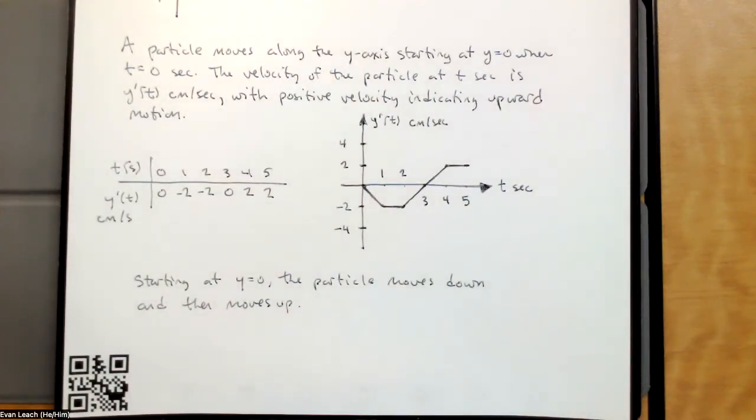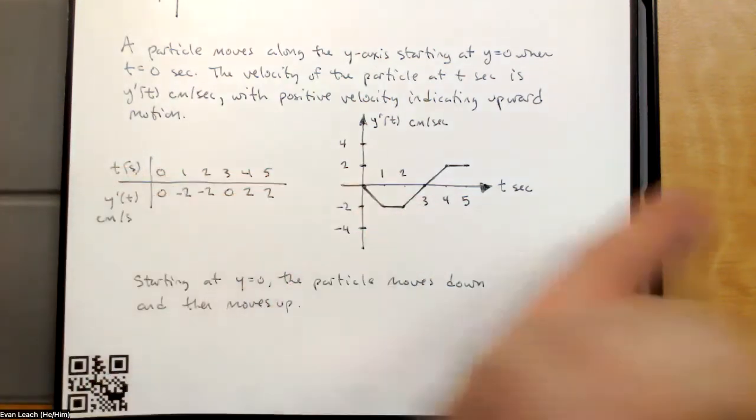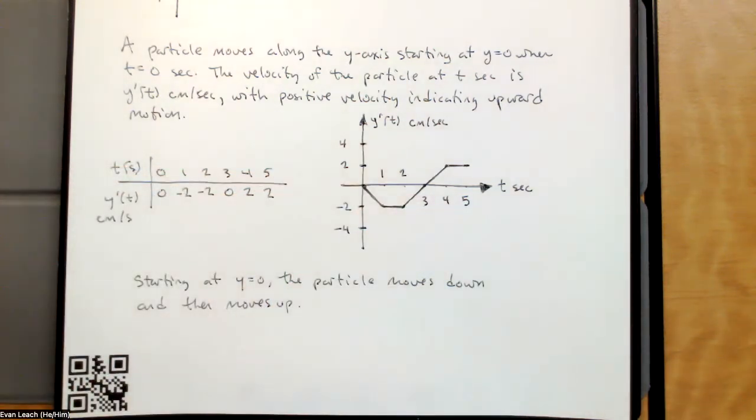So starting at y equals 0, because the velocity is negative for a while and then positive, we can see that the particle moves down and then the particle moves up. Now, this is not a lot of detail, but that is just generally what's going on. Negative velocities indicate going down, and then positive velocities indicate the particle is moving up.